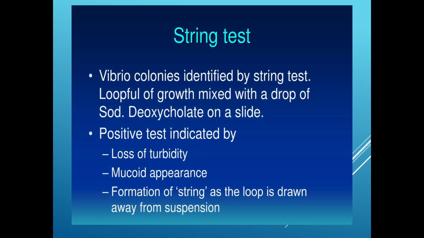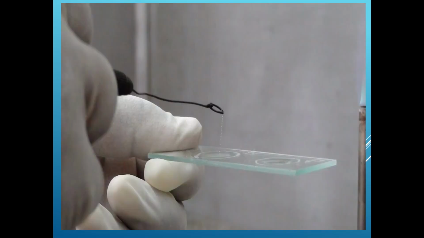For identification of Vibrio cholerae, we will use the string test. Vibrio colonies are identified by the string test: a loopful of growth is mixed with a drop of sodium deoxycholate on a slide. A positive test is indicated by loss of turbidity, mucoid appearance, and formation of a string as the loop is drawn away from the suspension. You see a positive reaction of the string test.